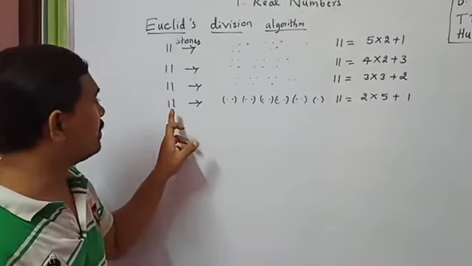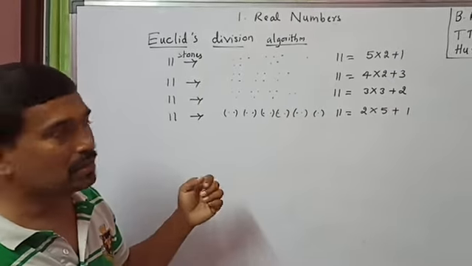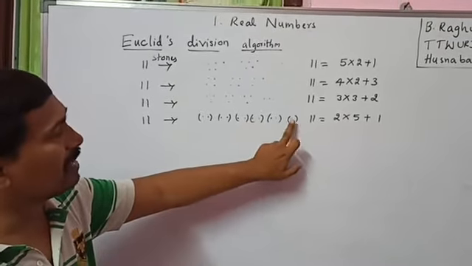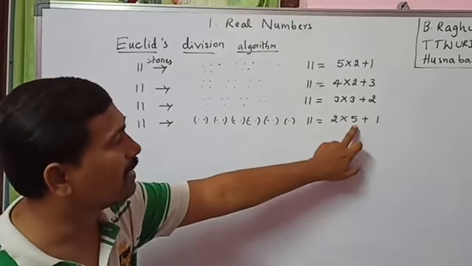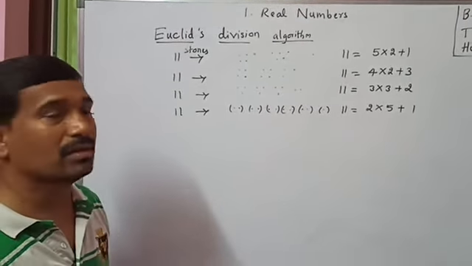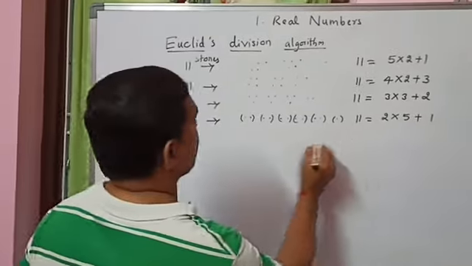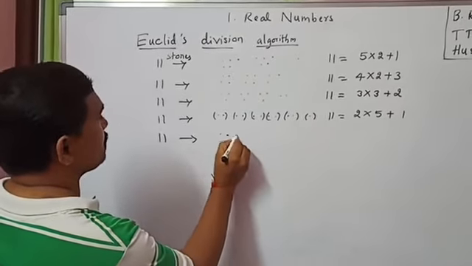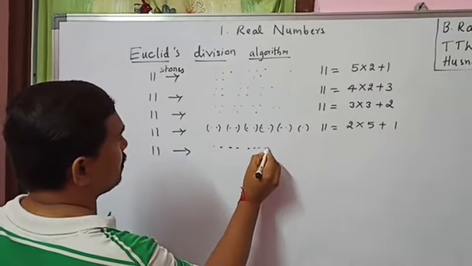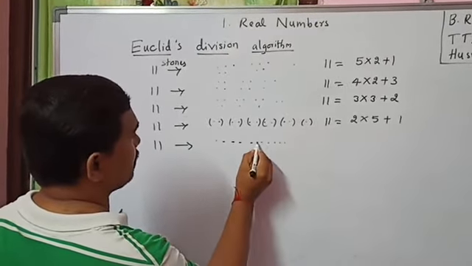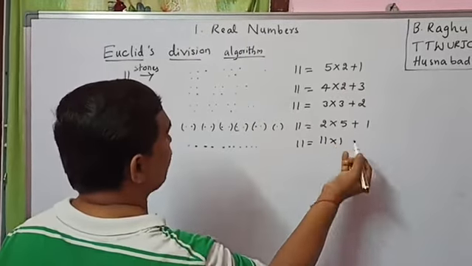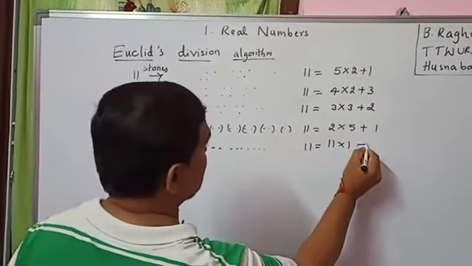Here I am distributing 11 stones, 2 each. So 5 students can get 2 stones, and 1 will be left. That can be written as 2 5s are 10 plus 1. If I distribute 11 stones to one student, so one student can get 11 stones. Is any left? No, that is 0.